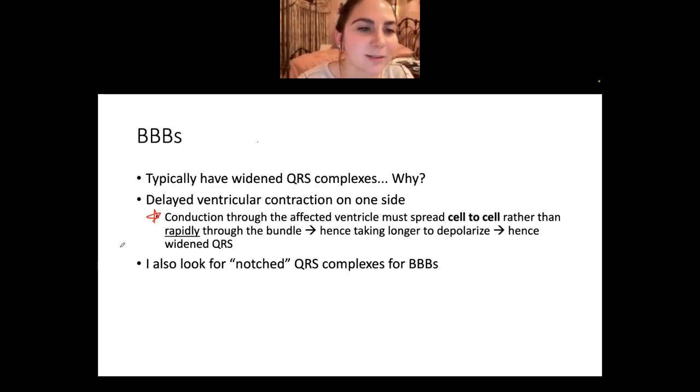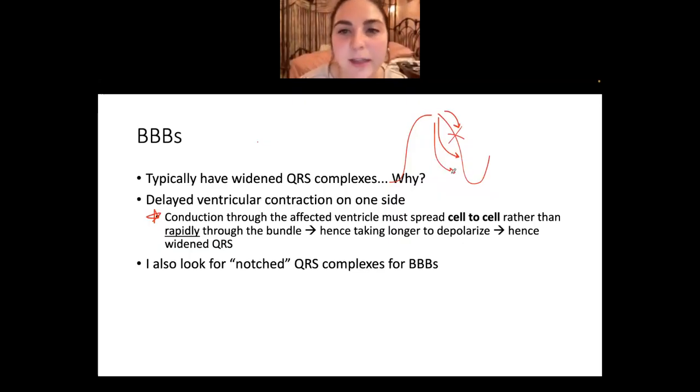And then the more fancy scientific terms: conduction through the affected ventricle must now spread from cell to cell rather than rapidly through the bundle. Because the bundle is just a bundle of fibers. So if it gets blocked, it's not like the body just stops. It's just like, oh, we need to find another way around. So that's what I'm saying. It's going to send more electrical signal to whatever side that is. So that's why you can see a left bundle branch block having a left axis deviation. A right bundle branch block having a right axis deviation. It just doesn't go through the bundle anymore. It just sends the signal cell to cell. Again, that's not as efficient.